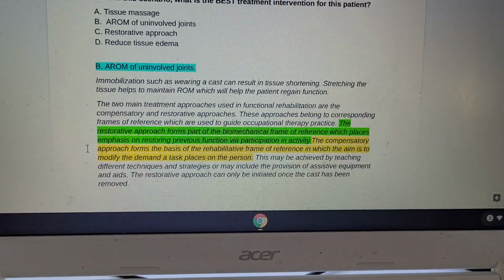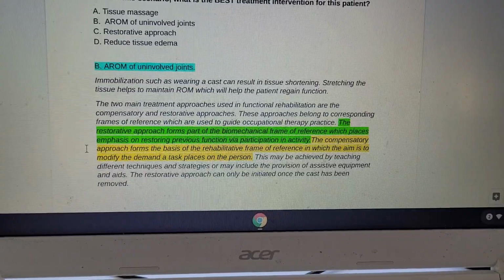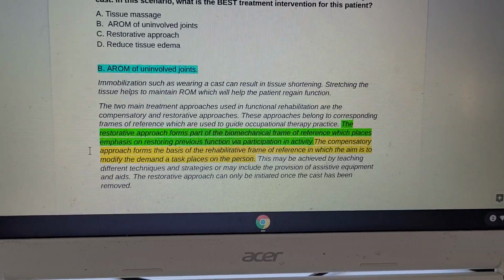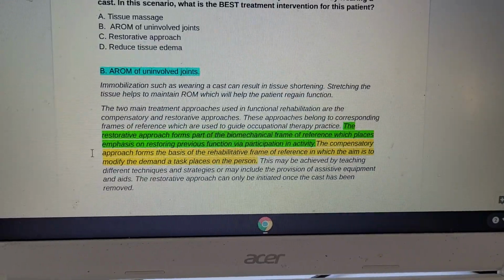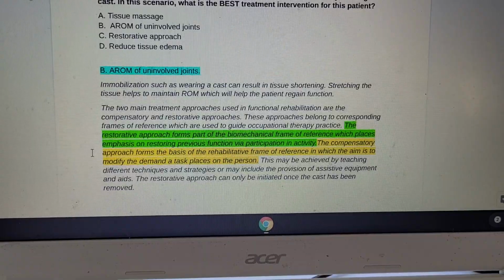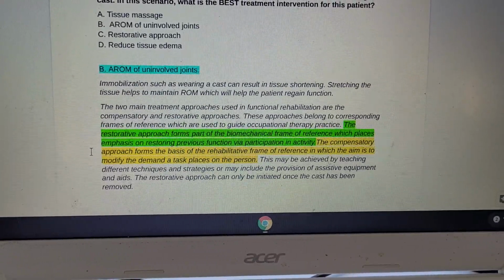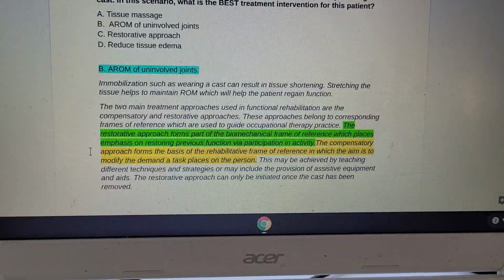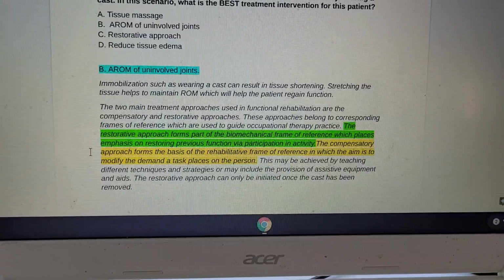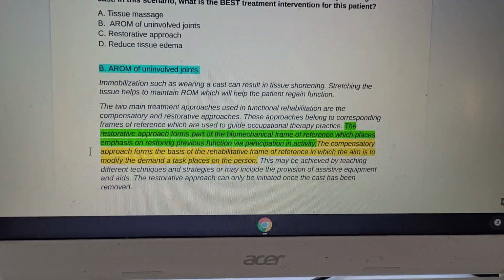The restorative approach forms part of the biomechanical frame of reference, which places emphasis on restoring previous function via participation in activity. The compensatory approach forms the basis of the rehabilitation frame of reference, in which the aim is to modify the demand a task places on the person. This may be achieved by teaching different techniques and strategies, or may include the provision of assistive equipment and aids. The restorative approach can also be initiated once the cast has been removed.